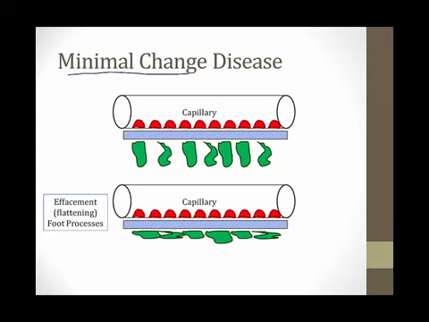What happens in minimal change disease is that the podocytes become effaced, which means flattened. When the podocytes are flattened, they do not function normally, and the filtration barrier to protein is lost. As a result, protein spills into the urine, and that leads to the nephrotic syndrome.